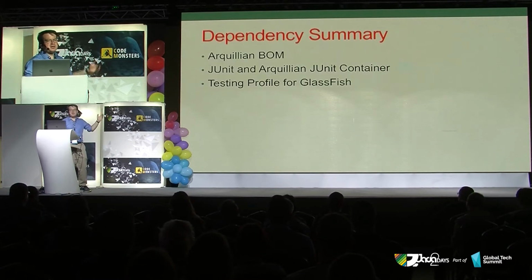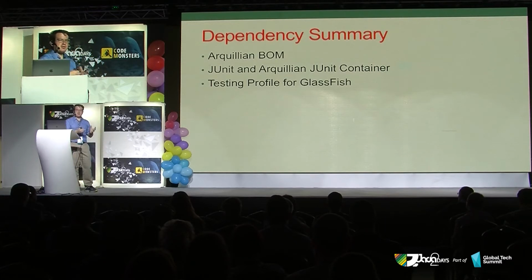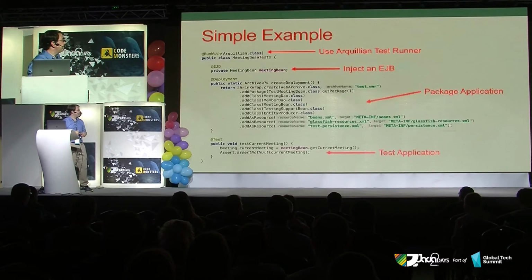So just in summary, for setting up, you set up the Arquillian BOM, the JUnit Arquillian container, and then basically a testing profile. If you're only working with one container, you don't necessarily have to set up profiles. If you're working with multiple containers, you'll need to set up a different Maven profile for each one of the containers that you want to test. And you add that in, and that's how the system knows which container you want to use.